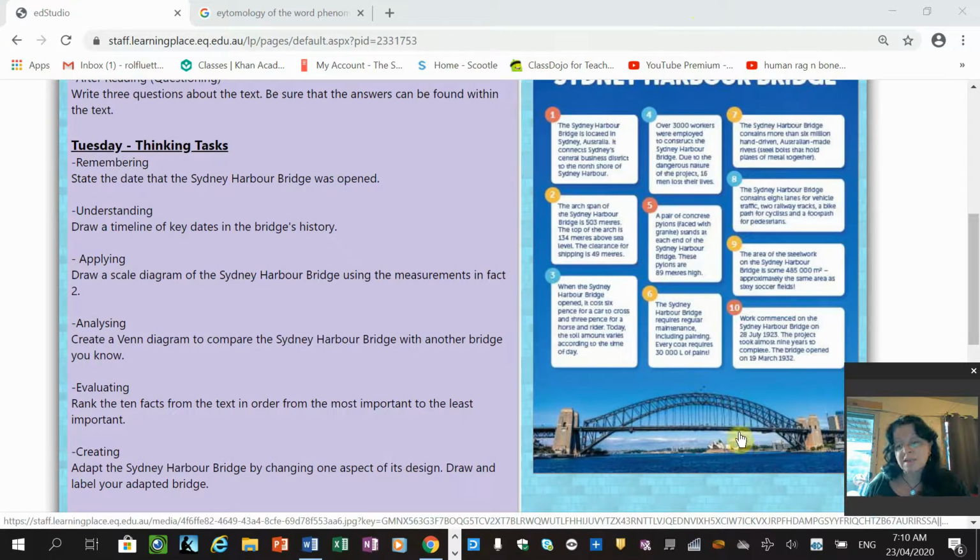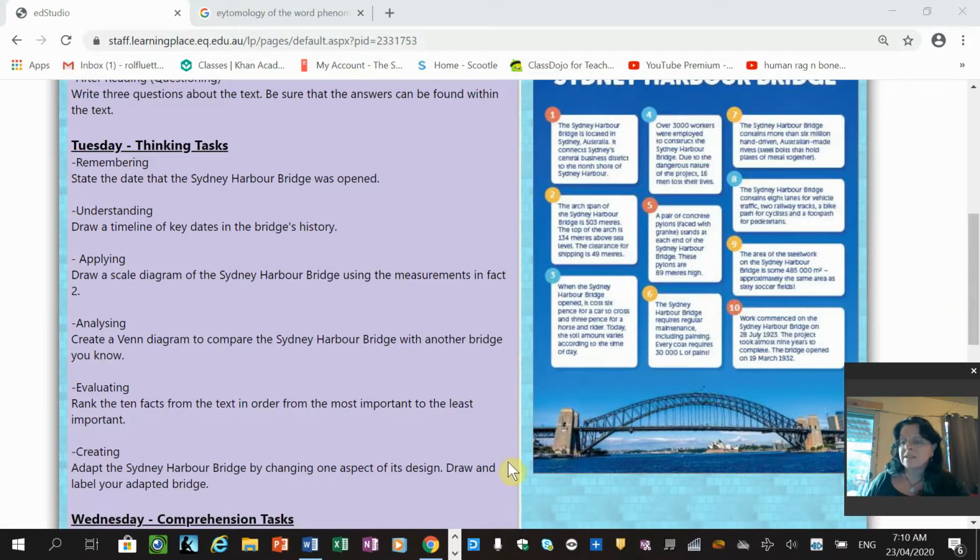So that's your task today. That's all you need to do in your book. Just create an information brochure that can be handed to tourists as they come through, just to give them some information about the bridge. Okay, that's it.